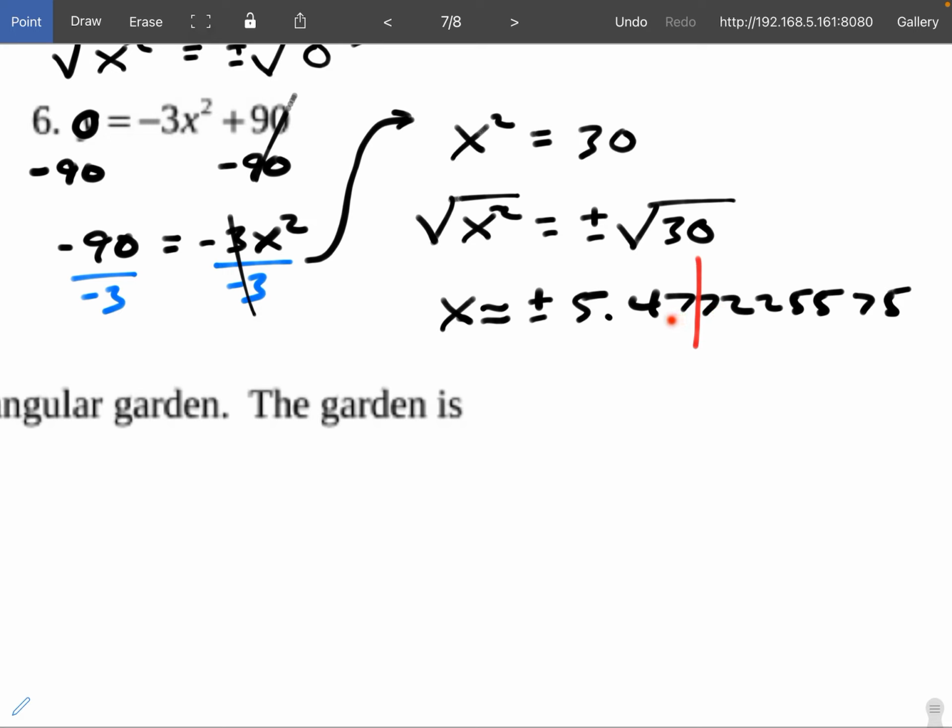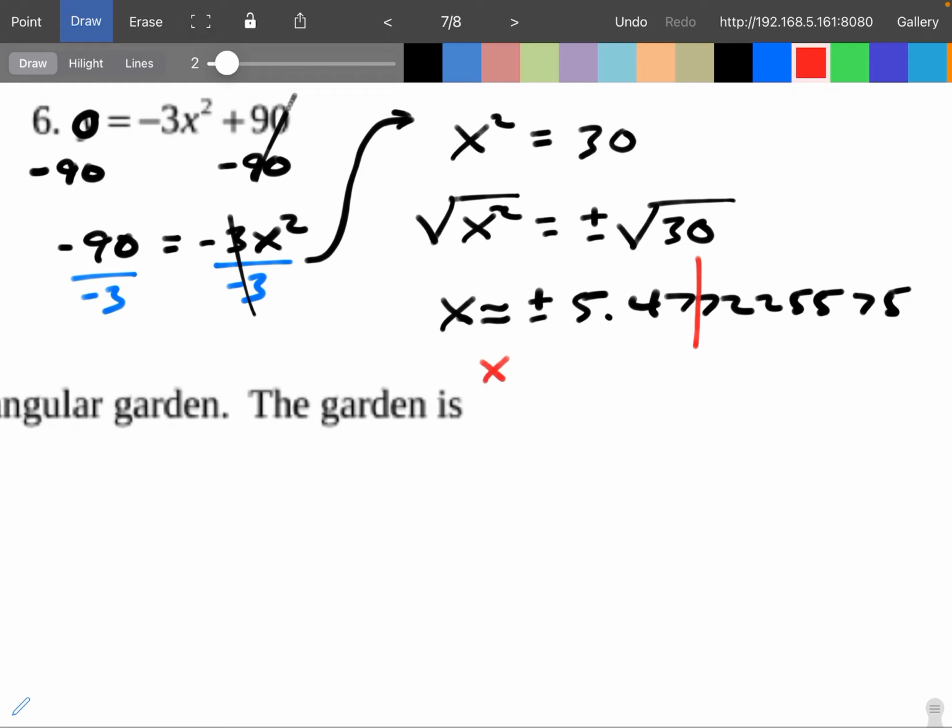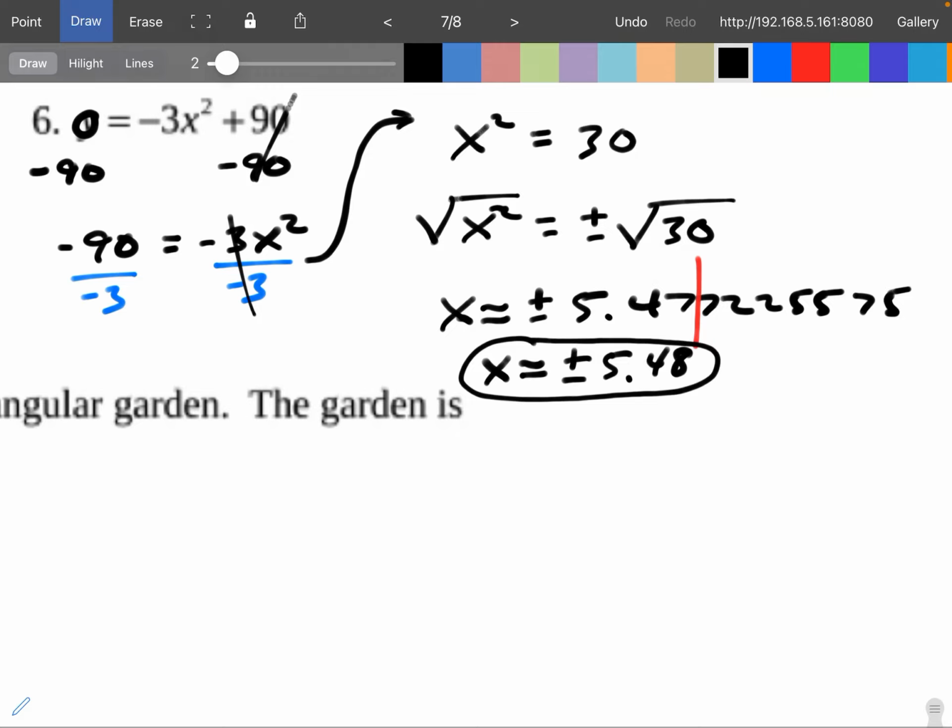So again, you look at the next digit right here. If that digit is 5 or greater, then you round this 7 up to an 8. If the next digit is less than 5, then you would leave this as a 7. So what's the final answer? 5.48. Yes, 5.48. So x is approximately positive or negative 5.48.